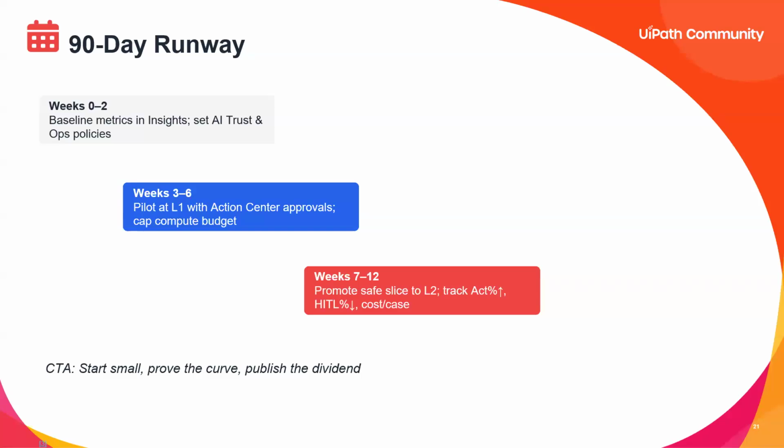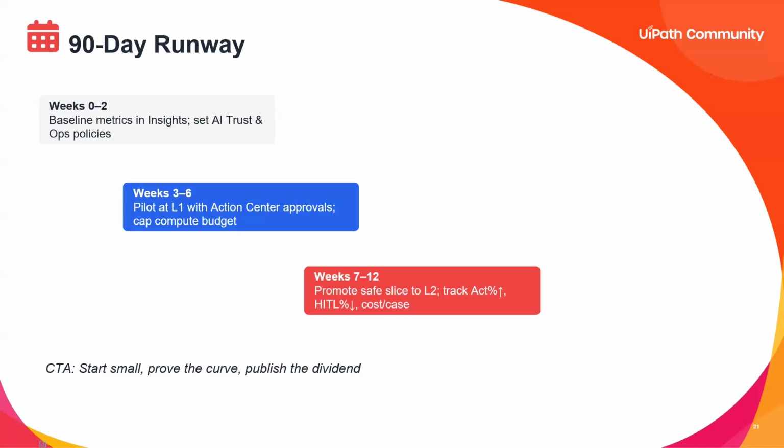So to make this tangible, there should be a goal or a procedure where we have come up with a 90-day runway principle. The key principle for this is you start small, prove the curve, and publish the dividend. So let's say week 0 to 2, basically the baseline and foundation. We begin by baselining our metrics using insights and setting up our AI trust and policies. This is very crucial for understanding our starting point and setting the guardrails.